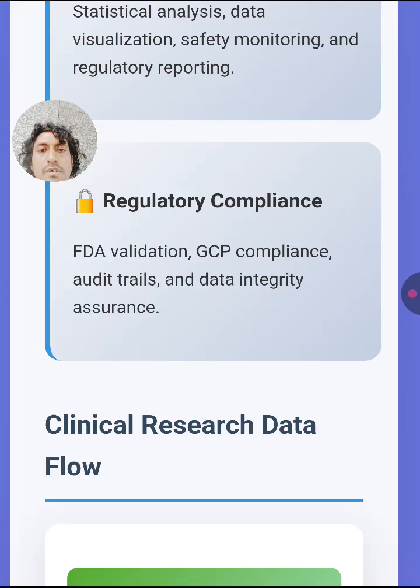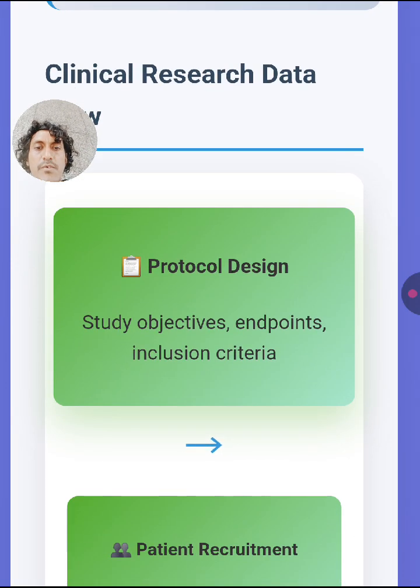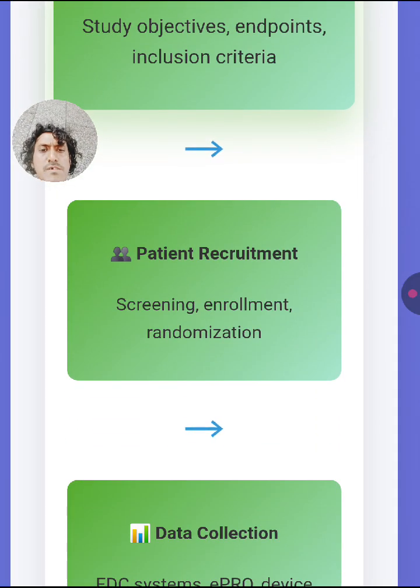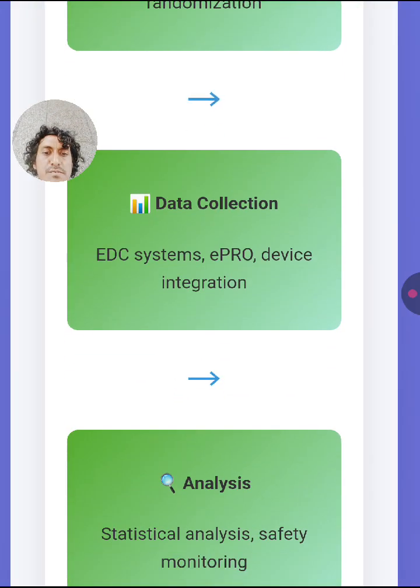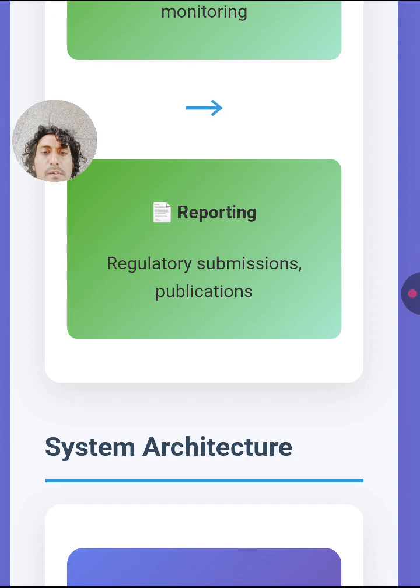Then we have regulatory compliance: FDA validation, Federal Drug Administration, GCP compliance, audit trace, and data integrity assurance. So here is a clinical research data flow: protocol design, study objectives, endpoints, inclusion criteria. Then we have patient recruitment, screening, enrollment, randomization. Then we have data collection, EDC systems, ePro, device integration, analysis, statistical analysis, safety monitoring, etc. Then we have reporting, regulatory submissions, publications.